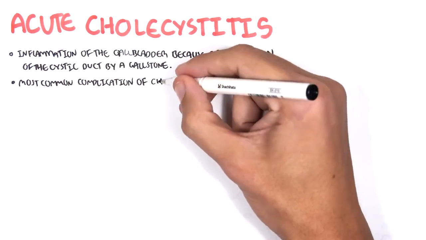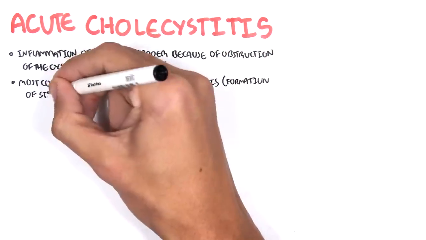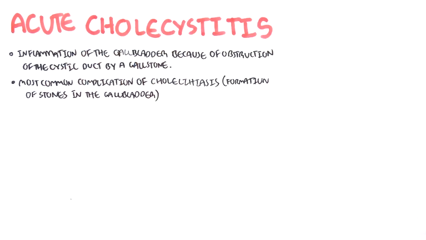Acute cholecystitis is the most common complication of cholelithiasis, which is formation of gallstones in the gallbladder. Just to be clear, cholelithiasis is formation of stones in the gallbladder, which can lead to a few complications, one of which is acute cholecystitis.